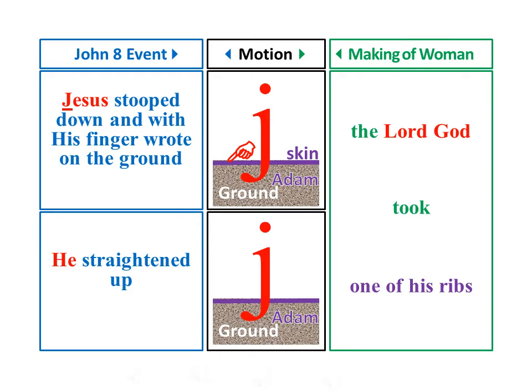He straightened up. The lowercase j raises, to become an uppercase J. As it raises, the capital J brings with it some of the ground. The sequence of the stooping and the raising up symbolizes the Lord God removing a rib, where the rib is represented by the amount of ground in the bottom of the J.